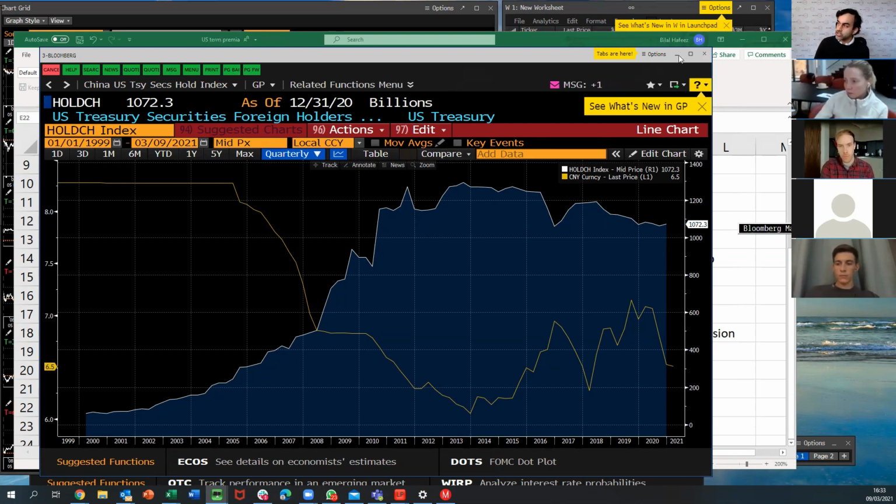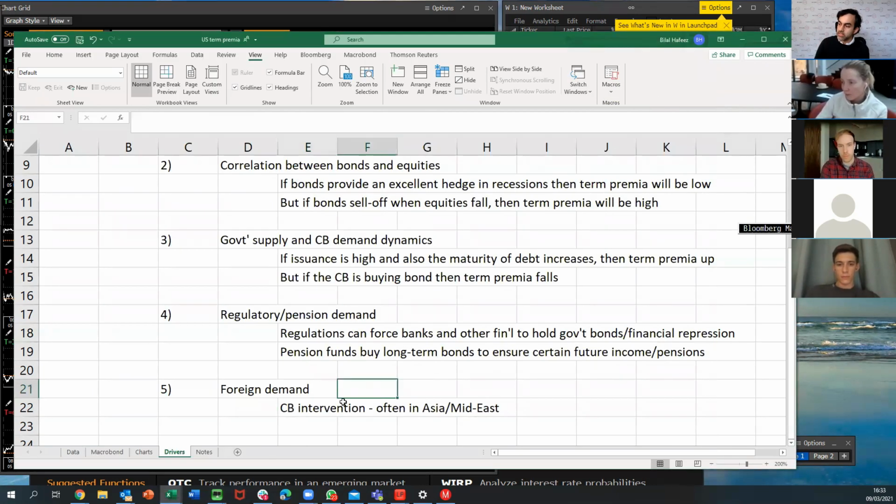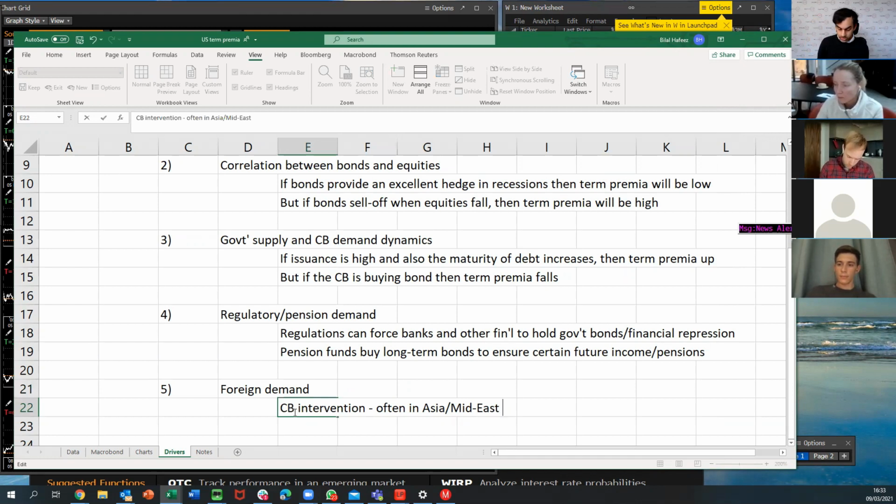In general, what this tells you is that large-scale foreign FX intervention leads to demand for US treasuries, or it could lead to selling of US treasuries if the intervention goes the other way. If the Chinese suddenly have to start selling treasuries to defend their currency, then you'll see treasury selling, which will lead to higher term premia. If it's dollar buying, then lower term premia.